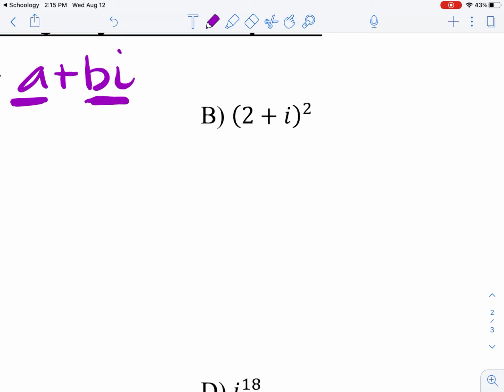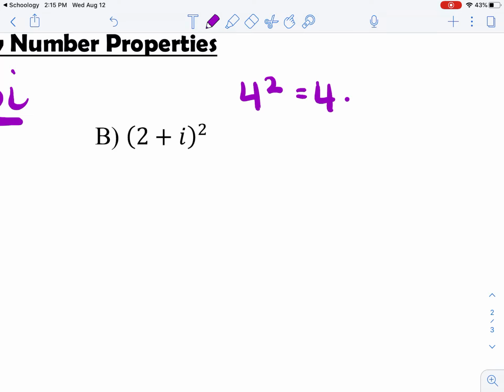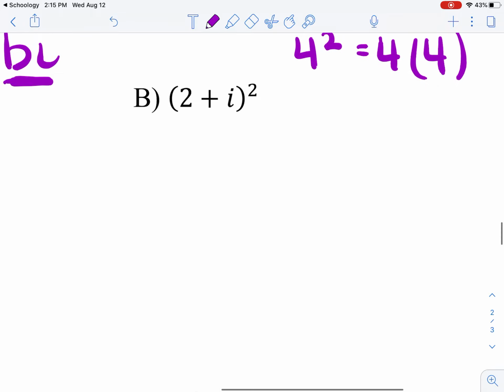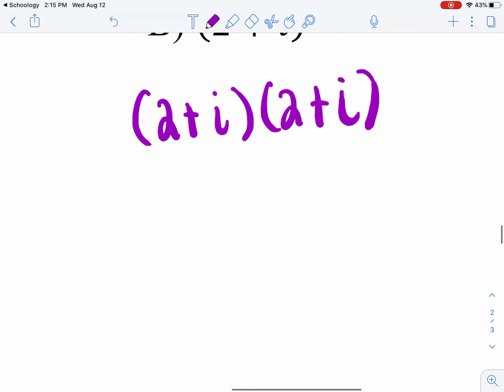All right, next one, 2 plus i quantity squared. Okay, when I square something, what's the shortcut of writing? When I say 4 squared, what's that the shortcut of writing? Not 16. It's the shortcut of writing 4 times 4, right? So 2 plus i quantity squared is the shortcut of 2 plus i times 2 plus i.